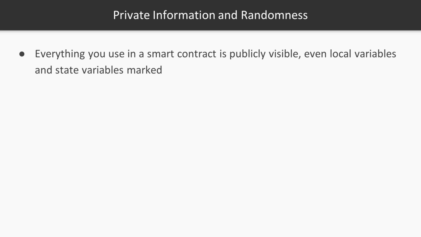Firstly, we will discuss private information and randomness. Everything you use in a smart contract is publicly visible, even local variables and state variables which are marked private. Reentrancy problems may be big or small, we can't say, but of course we need to avoid them. We need to take measures to avoid reentrancy problems. To avoid reentrancy, you can use the checks, effects, interactions pattern as outlined.